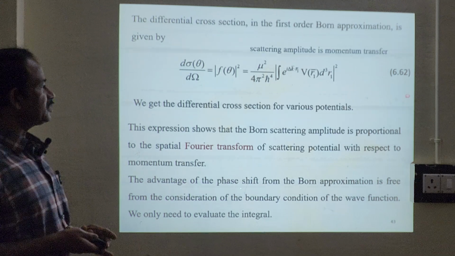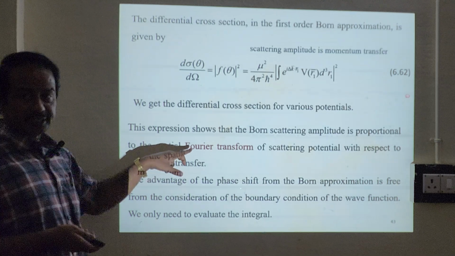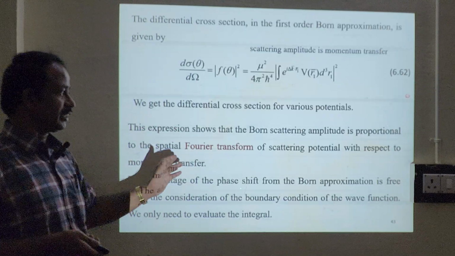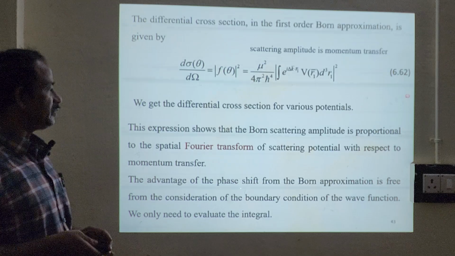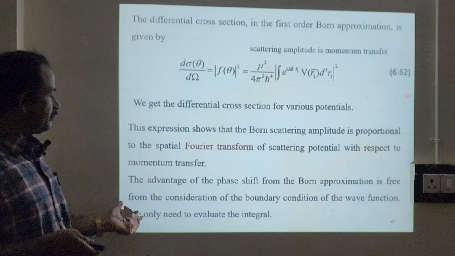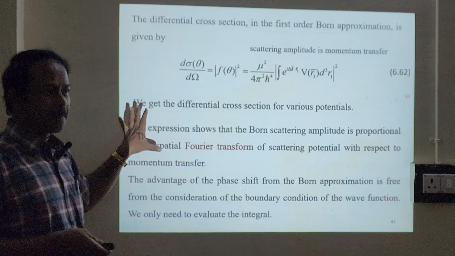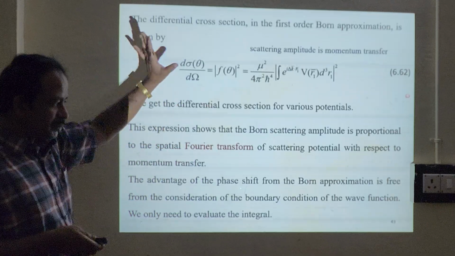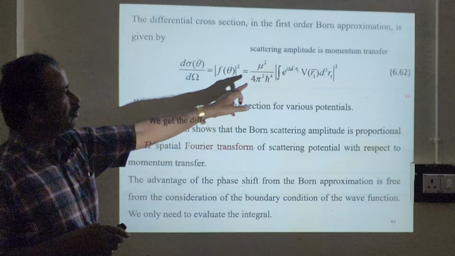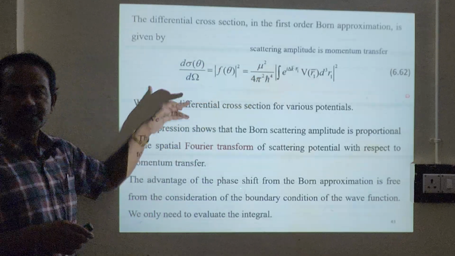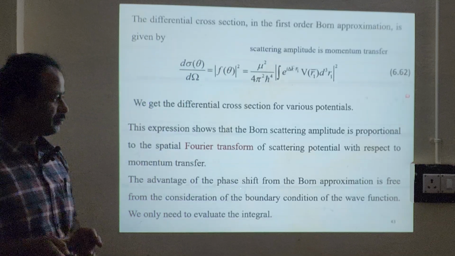This expression shows that the Born scattering amplitude is proportional to the spatial Fourier transform of the scattering potential with respect to momentum transfer. We have used only the Fourier transform technique. The advantage of the Born approximation is that it is free from consideration of the boundary condition. Of course, we have not used any boundary condition here, so it is free from boundary conditions on the wave function. We only need to evaluate the integral. If we evaluate the integral, we can obtain the expression or value of the differential cross section. That's all.